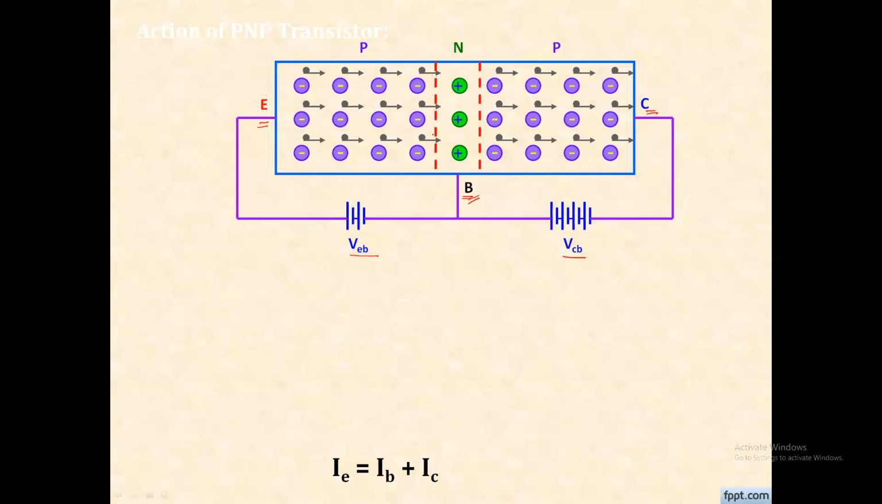And now see what happened. Due to the positive terminal being connected to the emitter, as you know, in the P region the holes are the majority charge carrier, so the holes can be transferred towards that N. Once again, I will try to draw here so that you will get the point.